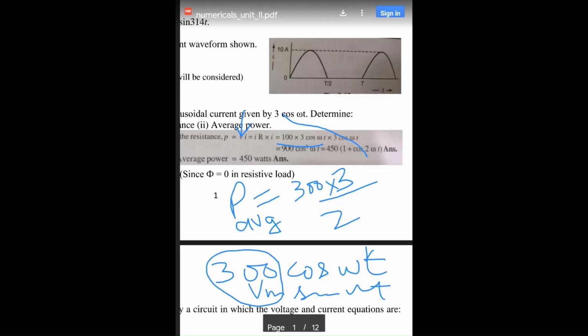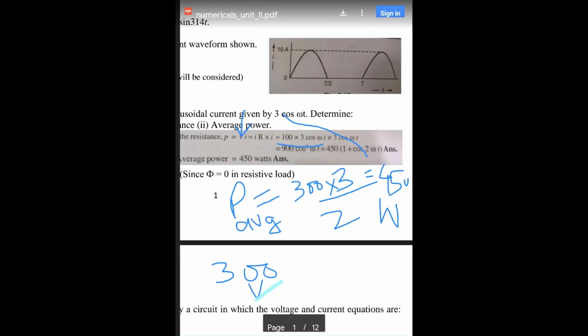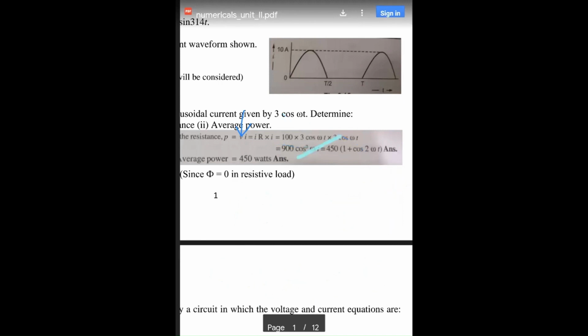So 300 into 3 becomes 900, and when we divide by 2, it becomes 450 watts. Here writing of units is mandatory. This is to be kept in mind. You can write either the capital letter W, or you can write watts.